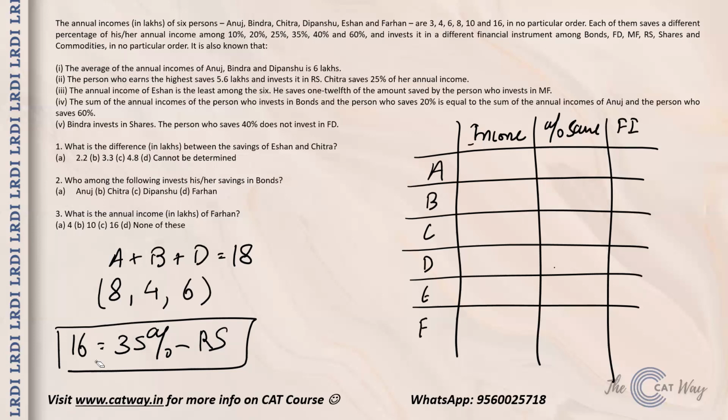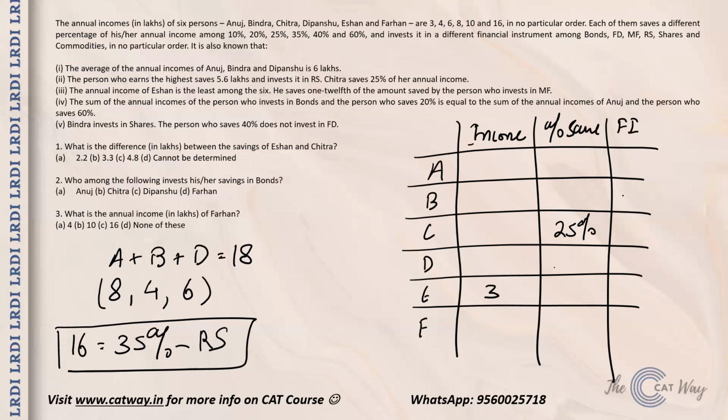It has been given that Chitra saves 25% of her annual income. Now the annual income of Ishan is the least among the six, so he is going to save 3 lakhs. He saves 1/12 of the amount saved by the person who invests in mutual fund. Now the sum of the annual income of the person who invests in bonds and the person who saves 20% is equal to the sum of the annual income of Anuj and the person who saves 60%.